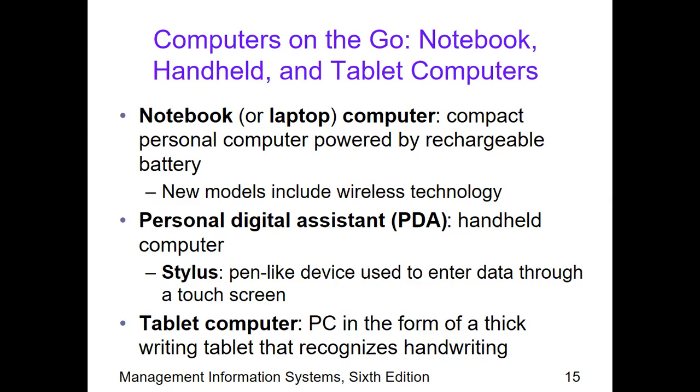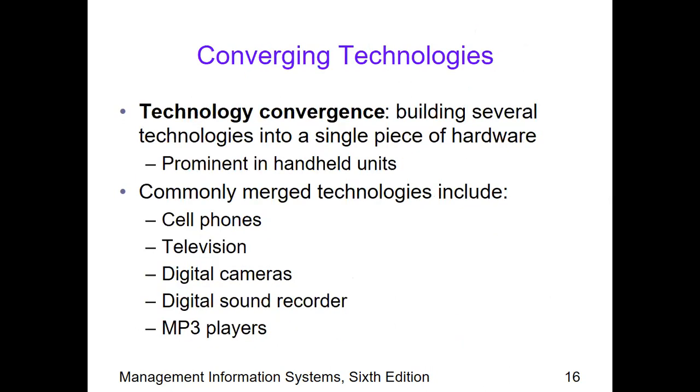Tablet computer is a PC in the form of a thick writing tablet. I've mentioned about the tab that recognizes handwriting, so with the use of our fingertips. This one is interesting. Technology convergence, building several technologies into a single piece of hardware. Example would be for handheld units, which are very prominent or which are very relevant and common nowadays.